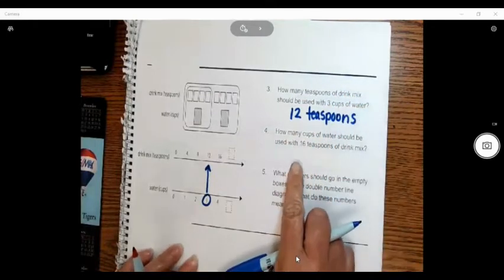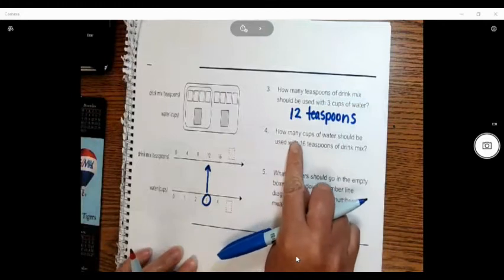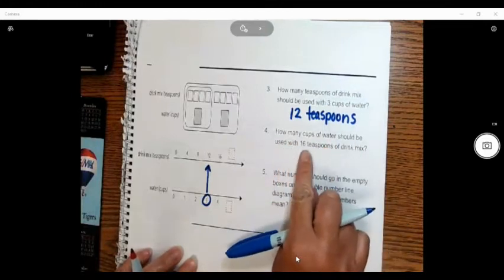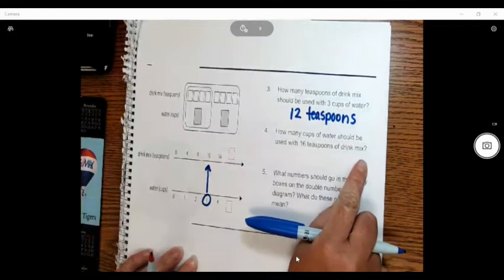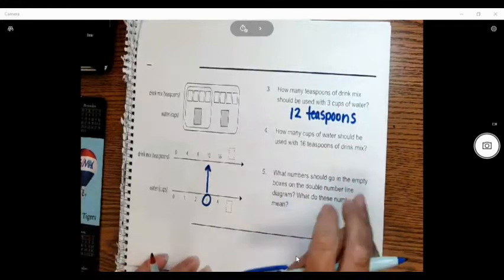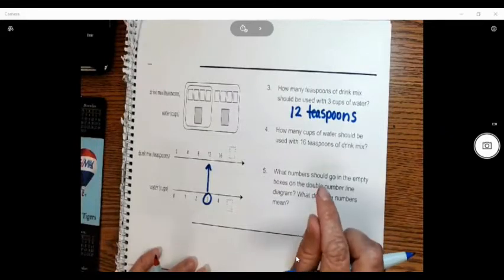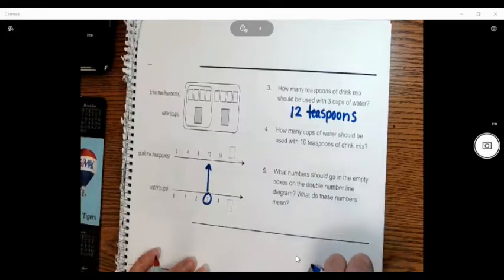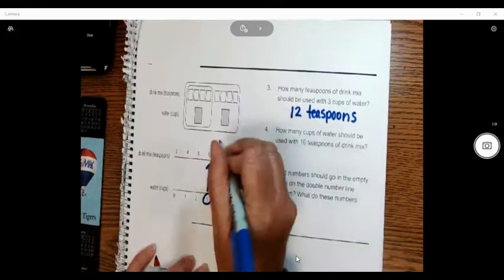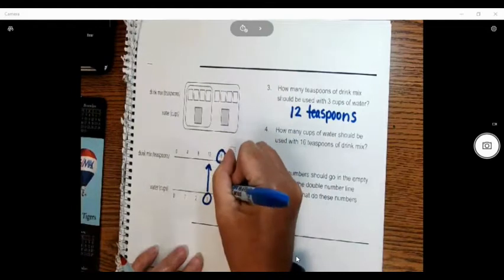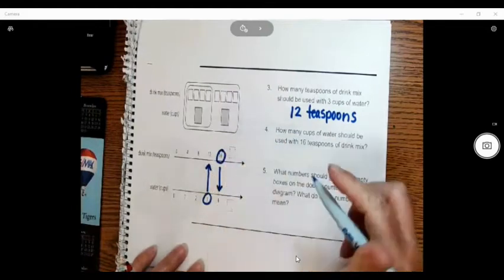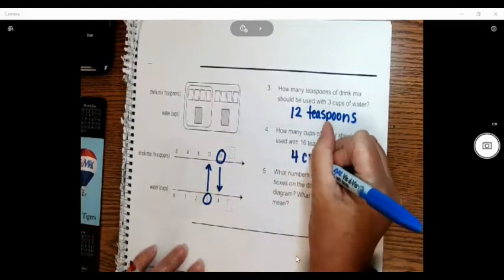Then number 4 asks, how many cups of water should be used for 16 teaspoons of drink mix? So take a second, see if you can figure that out using the double number line. Write it down. Now let's check it. We have 16 teaspoons, and we look down here to see how many cups? 4 cups.